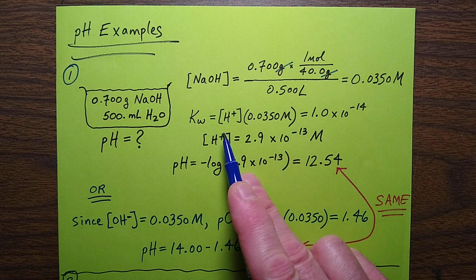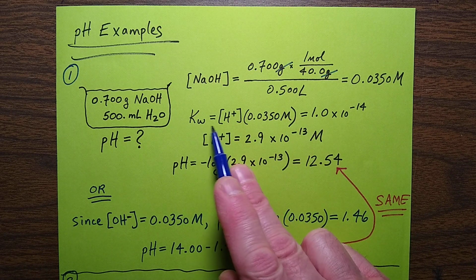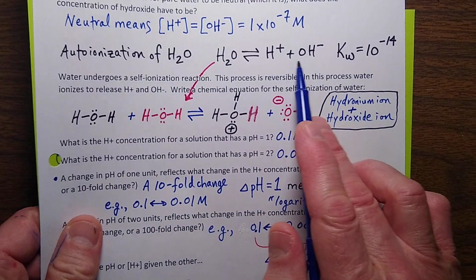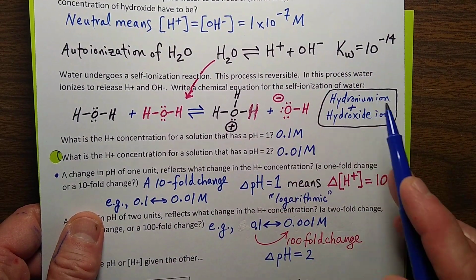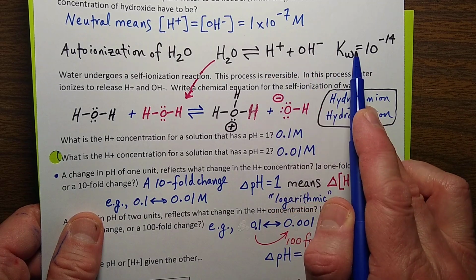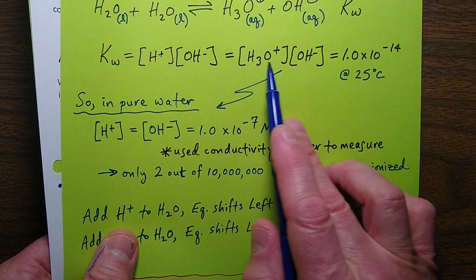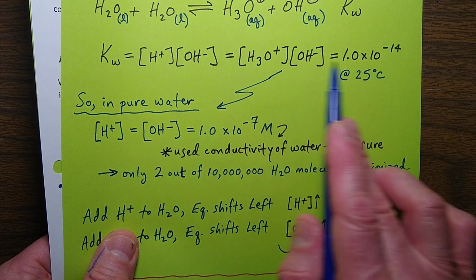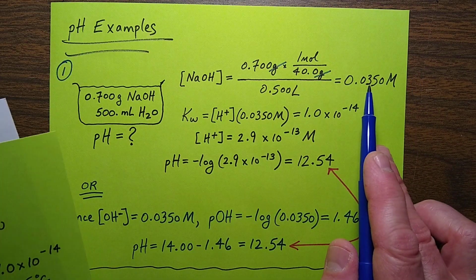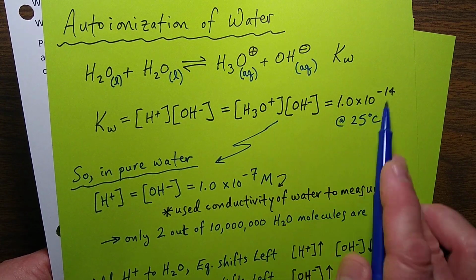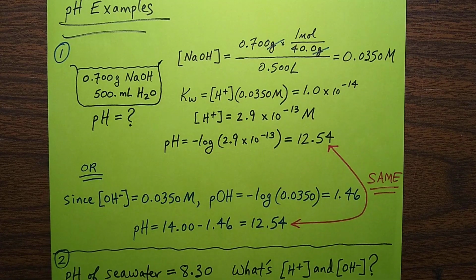I have two ways to attack it. I can go to my definition of Kw, which, remember, is always going to be true. The product of the hydrogen ion concentration times the hydroxide concentration is always going to be equal to 10 to the negative 14th. This is always true in any aqueous solution. So I just calculated this number, so now I can calculate this one because I know this is true. So that's what I'm doing here.